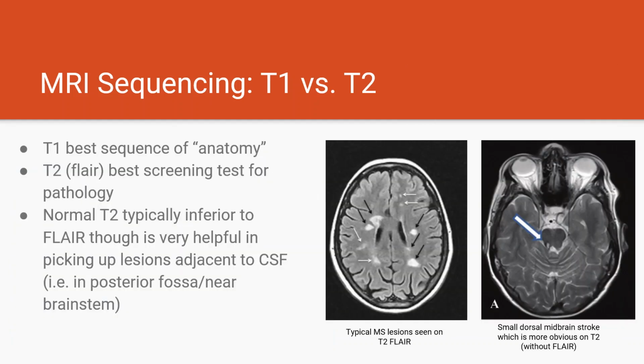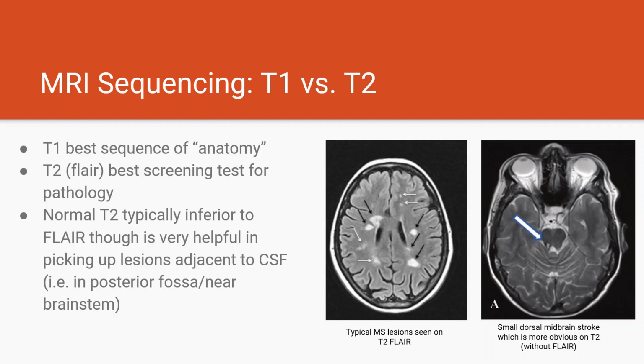So what do we use these sequences for? Well, T1 is often considered the best sequence just for interpreting anatomy, likely because it appears normal. Like I said, gray is gray, white is white. So if you're working up a purely structural process, I'd start with T1 imaging.